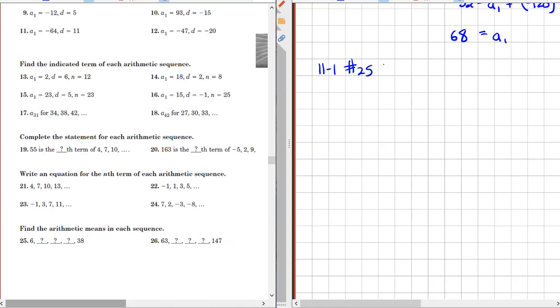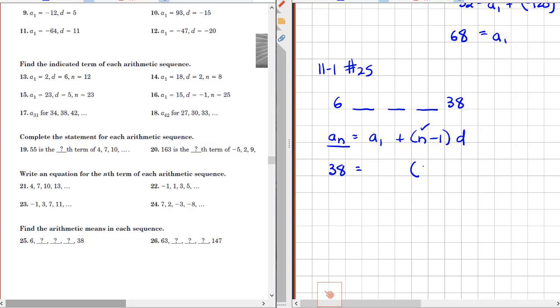So in 11:125, we have 6, blank, blank, blank, 38. Is that right? What would you like to know so that you can get the numbers in the spaces? The D. Perfect. Well, let's see what we have here, because I know this formula has a D in it, don't you think? So do we know this? What is it? 38. Let me skip a few things.